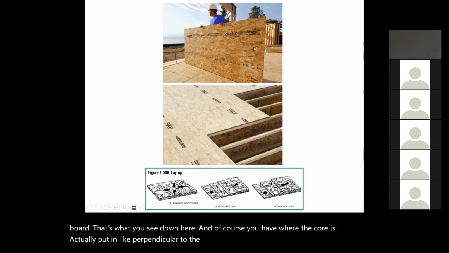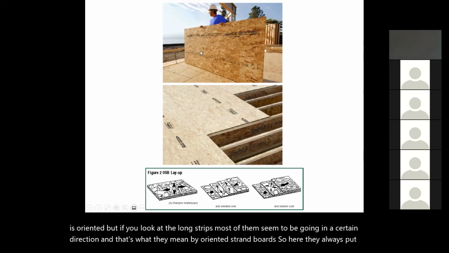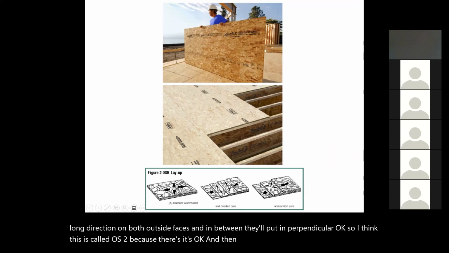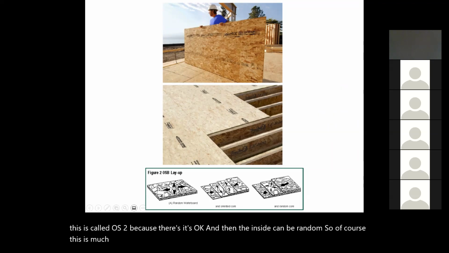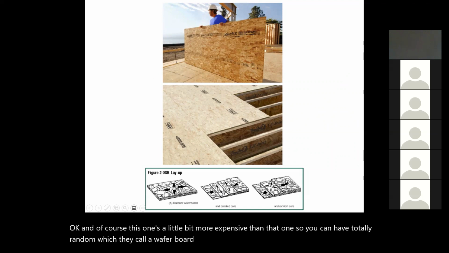It might not look like it's oriented, but if you look at the long strips, most of them seem to be going in a certain direction. That's what they mean by oriented strand boards. Here they always put the long direction on both outside faces, and then in between they put them perpendicular. I think this is called OS2, and then the inside can be random. Of course this is much stronger than this one, and this one's a little bit more expensive. So you can have totally random, which they call a wafer board. I think this is called OS2 and this is called OS1.